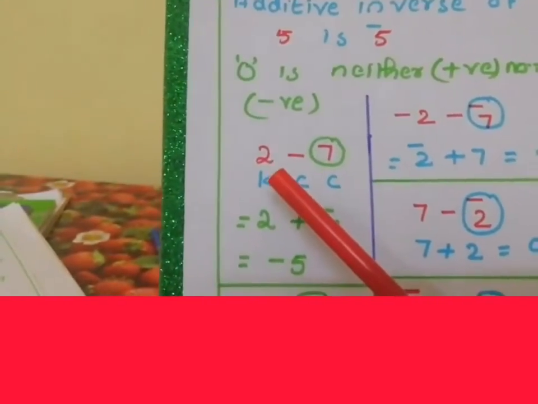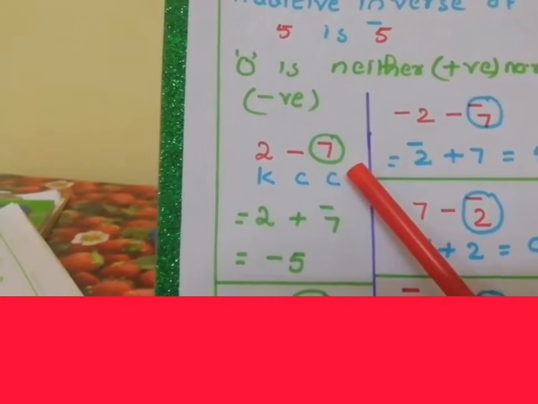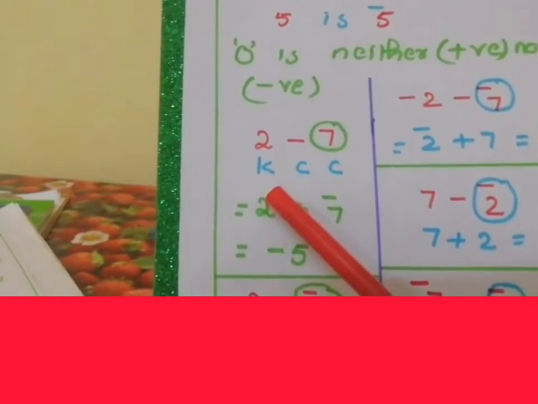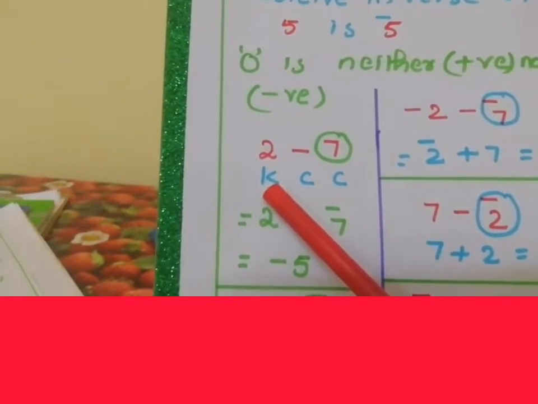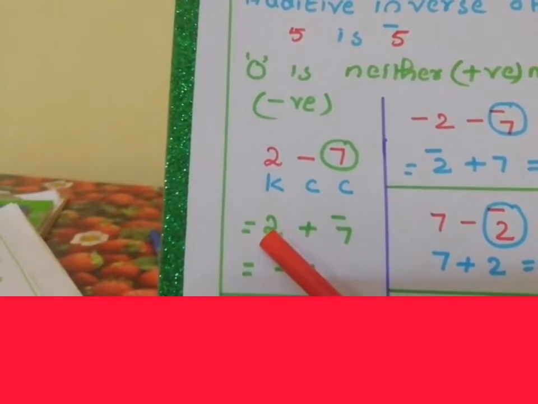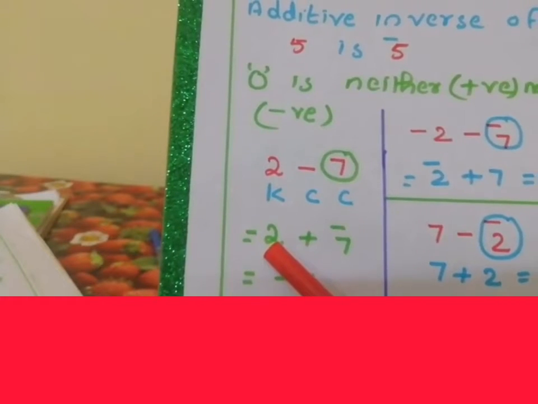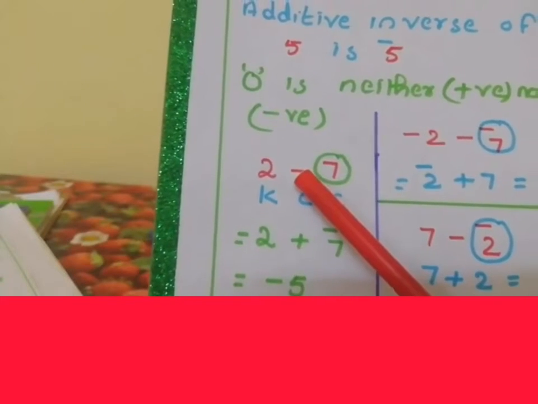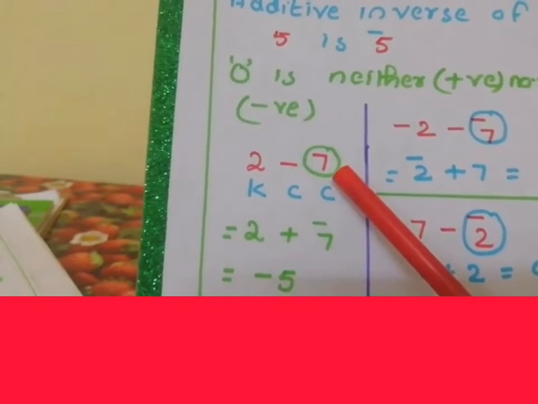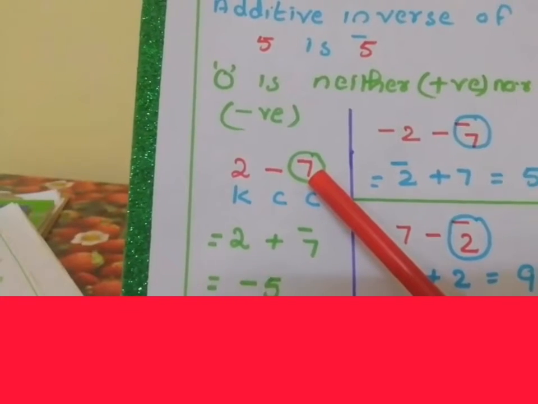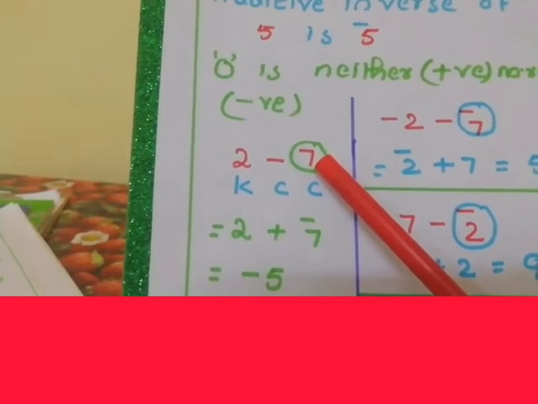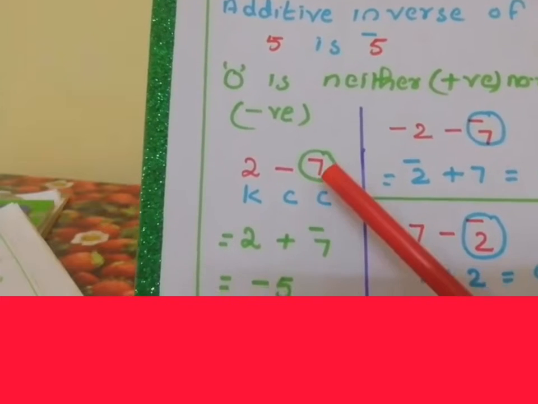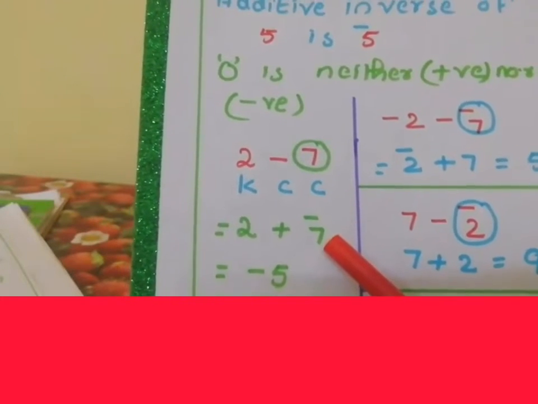Here, first question, 2 minus 7. We need to subtract 7 from 2, that is the meaning. Here I have written K, that means in the next step you should keep 2 the same. Then next is the minus symbol, that you have to change. That means minus will become plus. Next you need to subtract this 7 from 2. So 7 is a positive integer. C means take the additive inverse of that 7. That is the change there. So 7 will become negative 7.